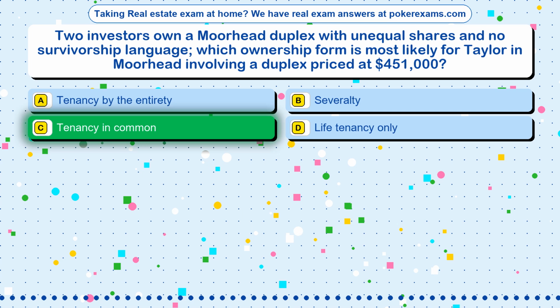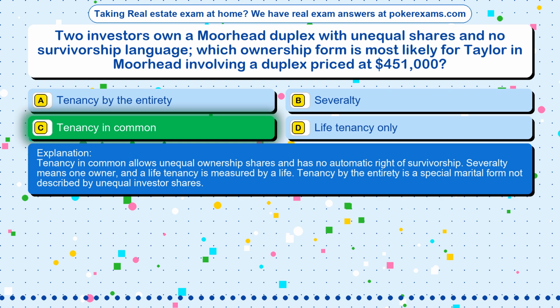The correct answer is option C, tenancy in common. Tenancy in common allows unequal ownership shares and has no automatic right of survivorship. Severalty means one owner, and a life tenancy is measured by a life. Tenancy by the entirety is a special marital form not described by unequal investor shares.